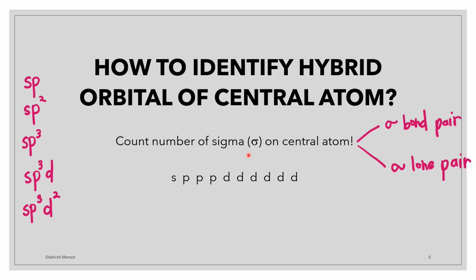So by knowing the number of sigma, okay, so kita akan kira sigma tersebut mengikut orbital s, p dan d di sini. Okay, so orbital s ada satu sahaja orbital. Okay, orbital p ada 3 degenerate orbital. Orbital d ada sebanyak 5 degenerate orbitals. So after you know the number of sigma, kita akan kira according to the number of orbital di sini. So by that, awak akan dapat tahulah apakah jenis hybrid orbital untuk central atom.